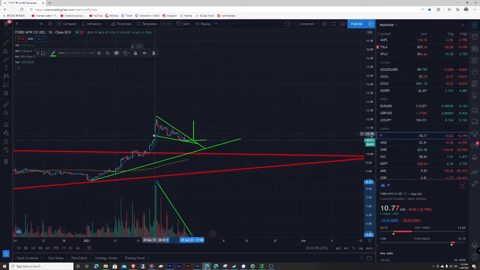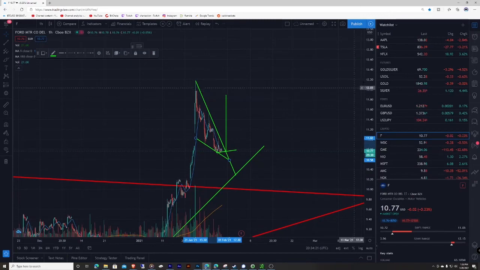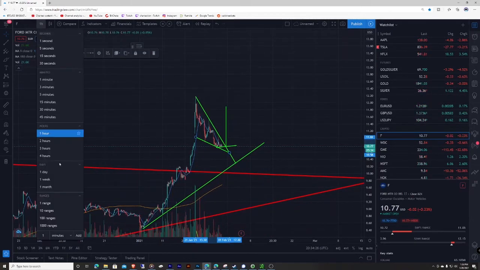But this pattern is bullish, I believe. It looks like a falling wedge. Just something to keep your eye on and take a look at.